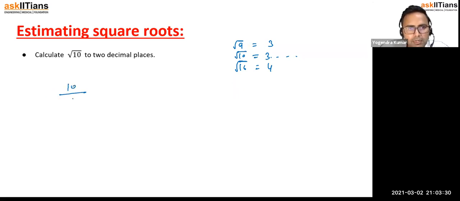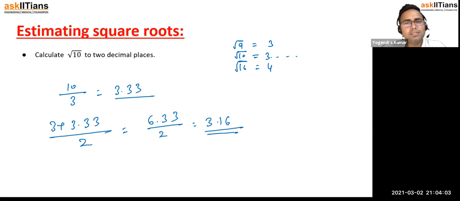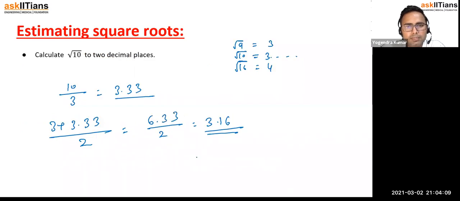So 10 divided by 3 is 3.333. Now take the average: 3 plus 3.33 divided by 2. So 6.333 divided by 2, we are getting 3.1, right? 3.16 approximately like this. Now repeat again. Divide 10 by 3.16 and then take the average. So we are getting the answer, right, like this, 3.16. Okay, 3.162, we will get the answer.